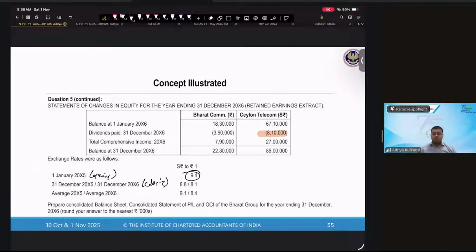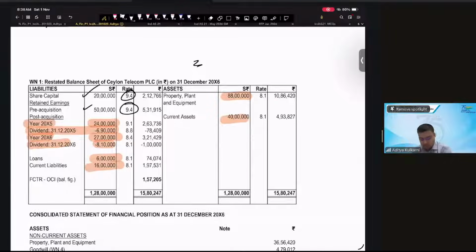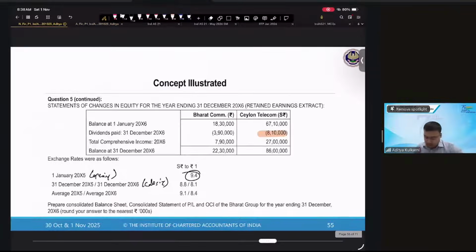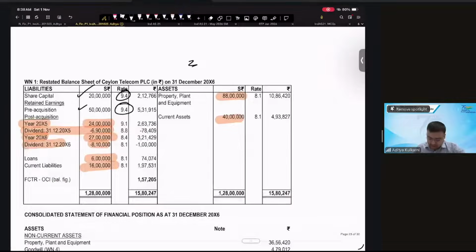Next, post-acquisition. Now this is where it gets interesting. Year 20x5, they got these profits. Am I in control in 20x5? No or yes? When did you buy the shares? 1st January 25. Yes. That means for the year 20x5, were you in control or were you not in control? Yes, very good. You were in control. So therefore, which rate should I use to convert the profit of 20x5?